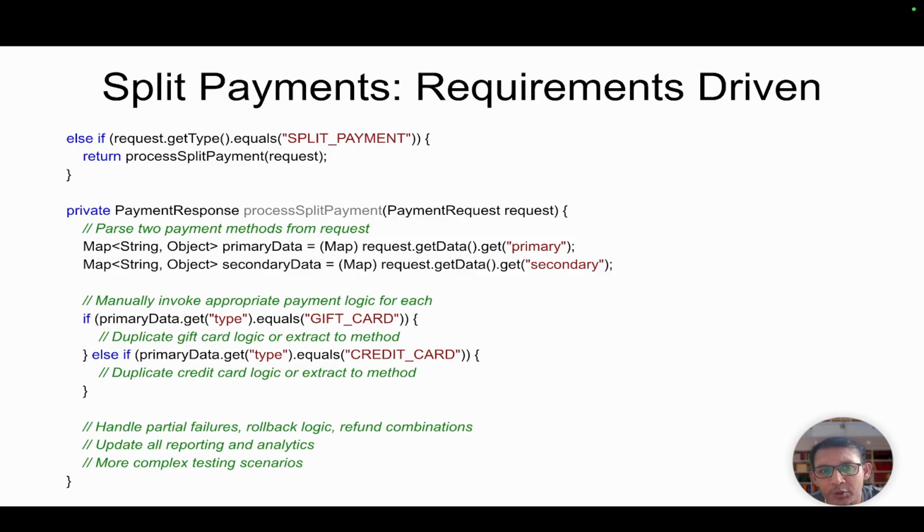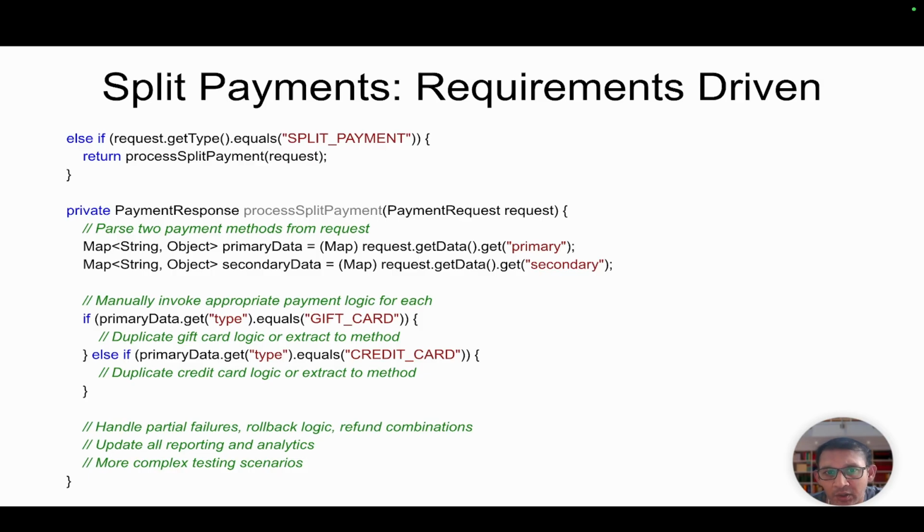In the requirements driven approach, you add another conditional branch for split payments. You manually parse two payment methods from the request data. You figure out which type each one is and invoke the appropriate logic for each. You handle partial failures and rollback logic manually. You update refund handling to work with combinations of payment methods. You update reporting and analytics to track split payments. Your testing scenarios become much more complex.